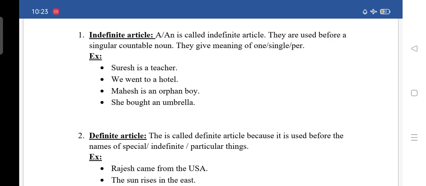Orphan. So that's why I'm using an. Mahesh is an orphan boy. Next, she bought an umbrella. Again here also, umbrella starts with a vowel, means U is a vowel. That's why I'm using an before umbrella. She bought an umbrella. So this is what the indefinite article is.